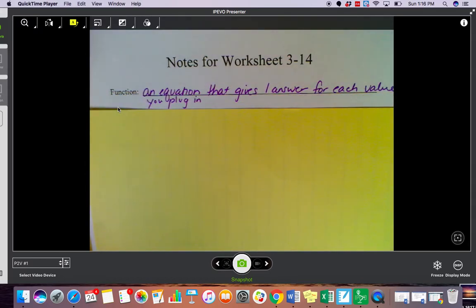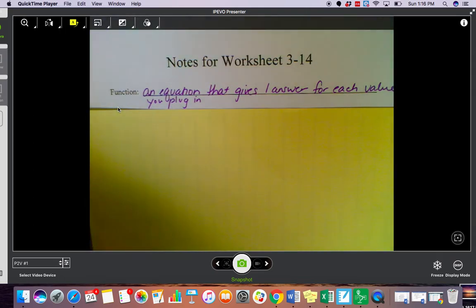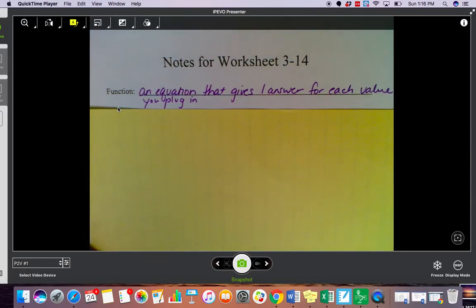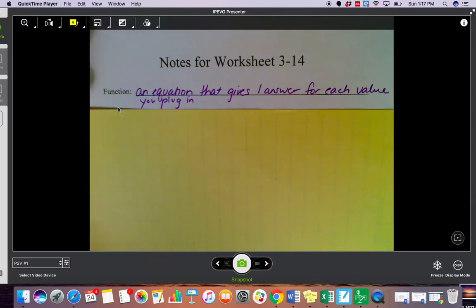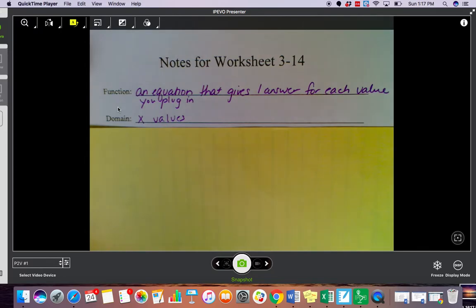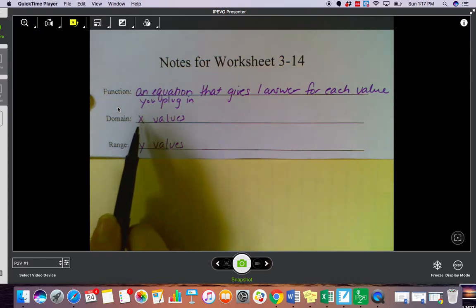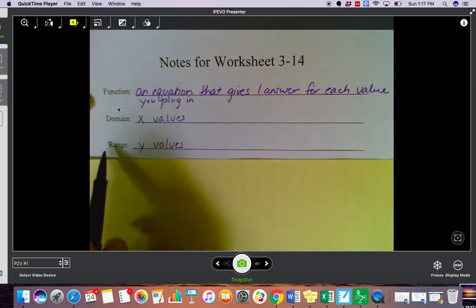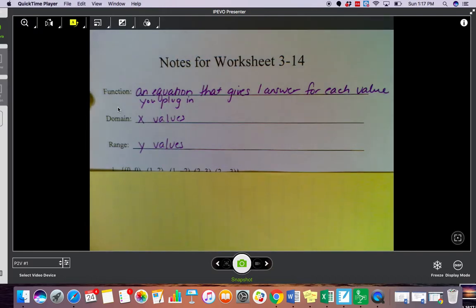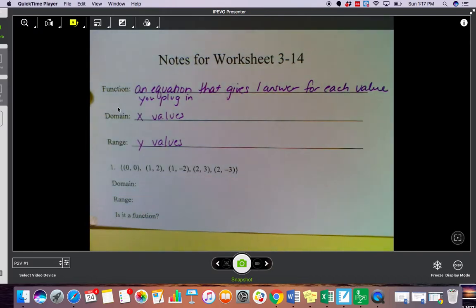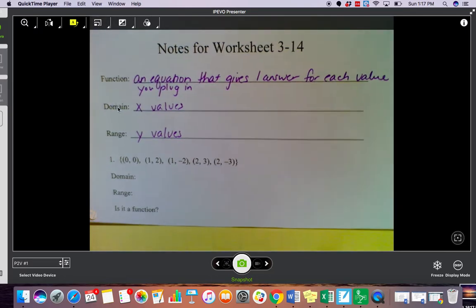So the first part, a function is an equation that gives one answer for each value you plug in. Make sure that's on there. And if you need to during this video, just pause and then fill out your notes as you go. Domain, that's your x values, and range would be your y values. And I remember it because x comes before y and d comes before r. So that helps me.